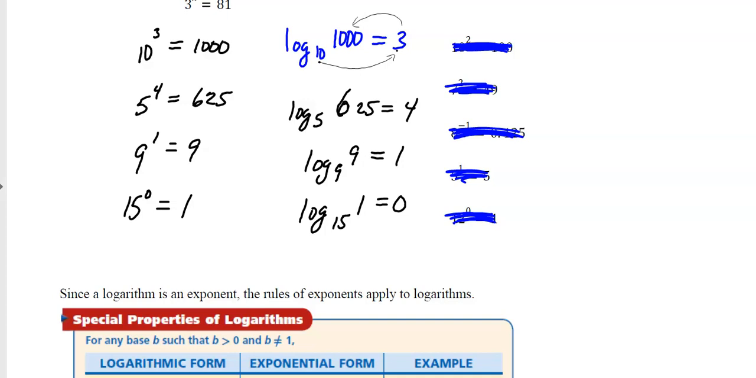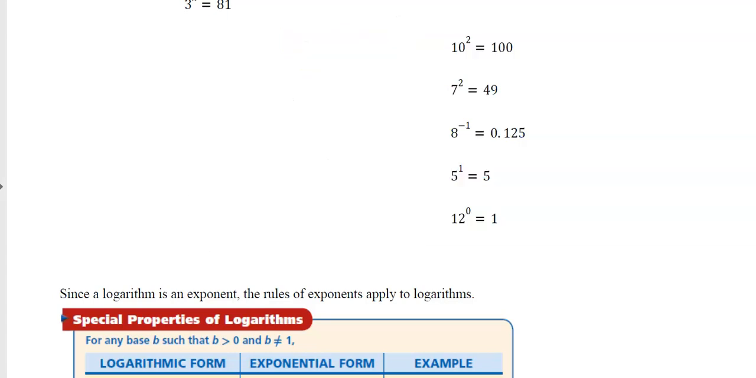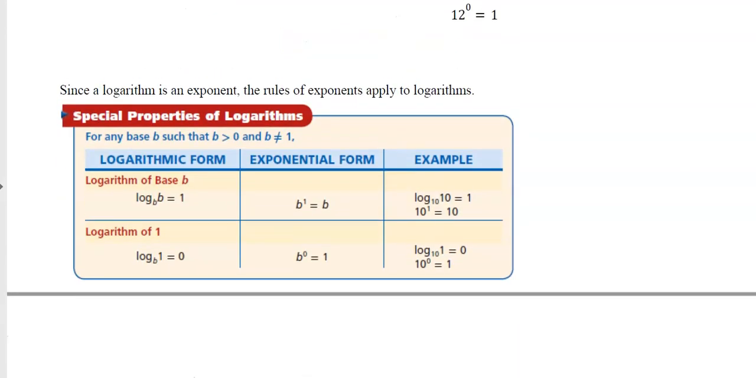So we can move from exponential form to log form and vice versa. That's a skill that you need to have. You've got to be able to move fluently back and forth. Here at the bottom, it says, since a log is an exponent, the rules of exponents apply. I basically just showed you 2 examples of these, the very last 2 we just did. If you see the log and these 2 numbers are the exact same, you know it's got to equal 1.